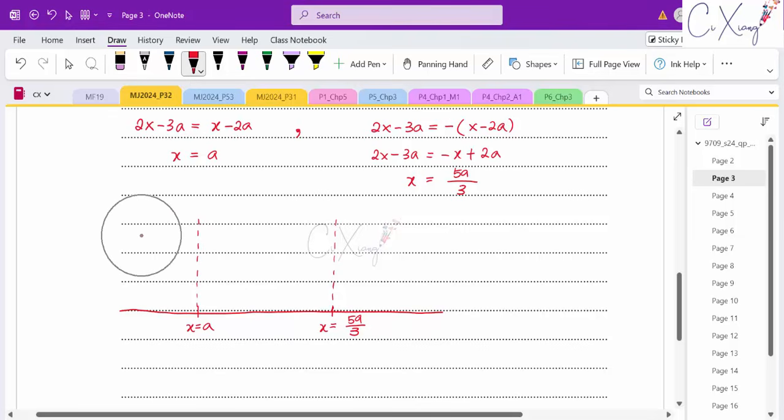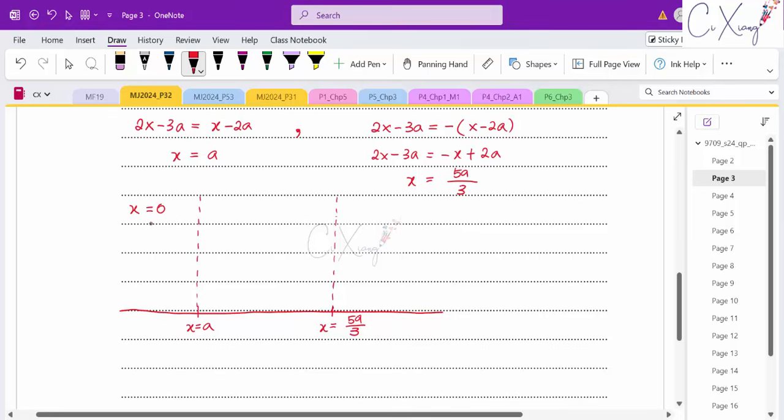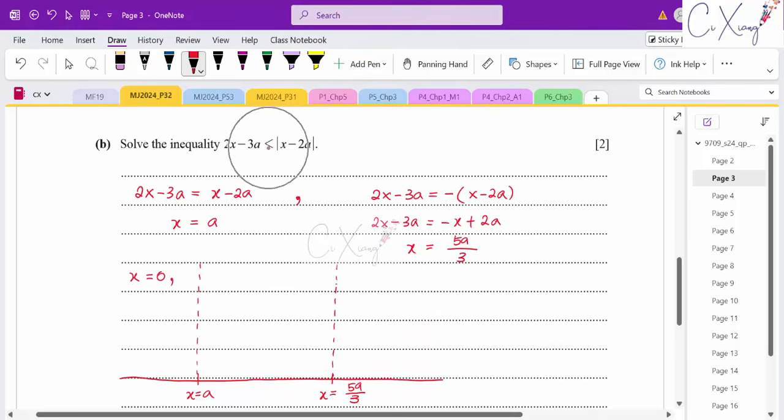Okay, so for the first part, this part belongs to the area for x smaller than a. So for me, maybe I will use the value x equals to 0. So when you use x equals to 0, I substitute into my original inequality here. So I'm having 2, 0 minus 3a, then smaller than modulus 0 minus 2a.